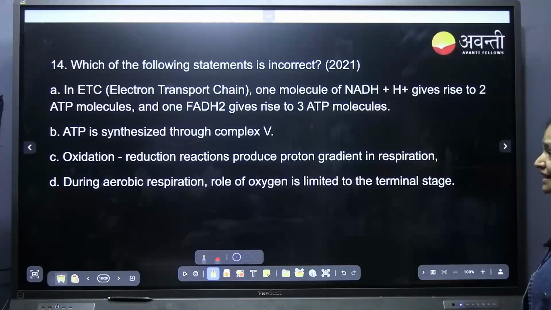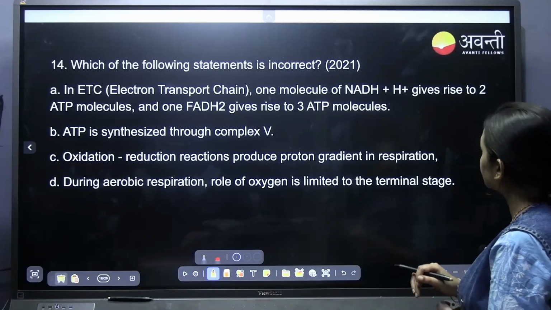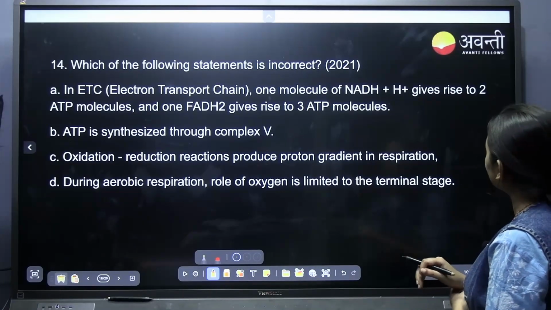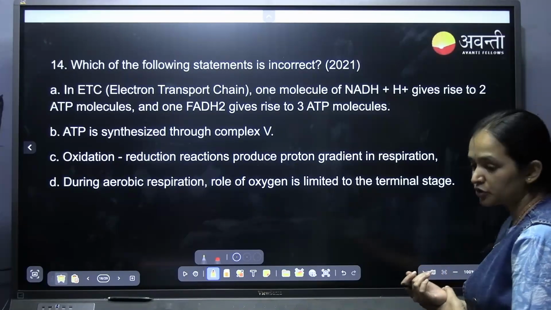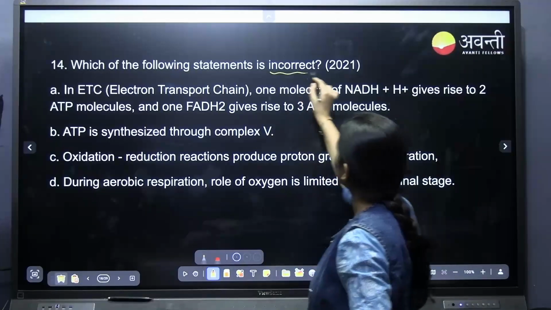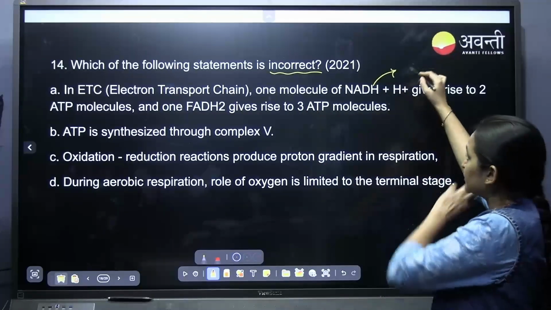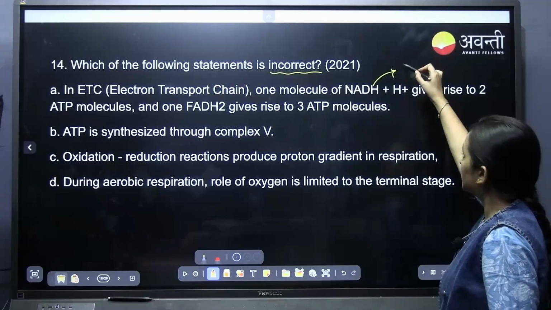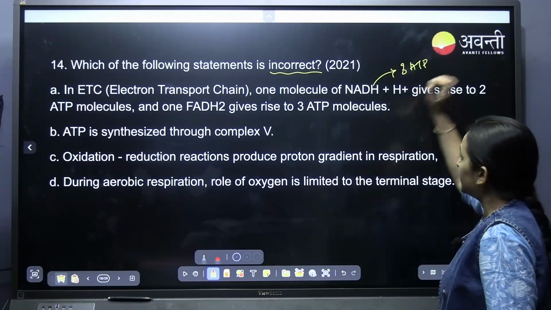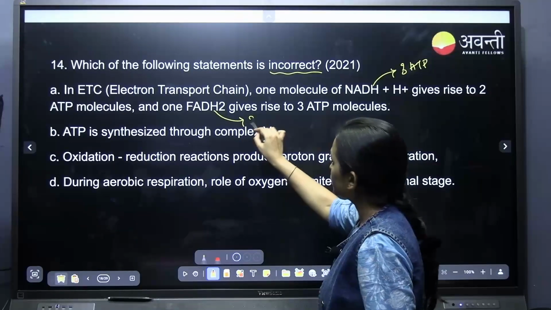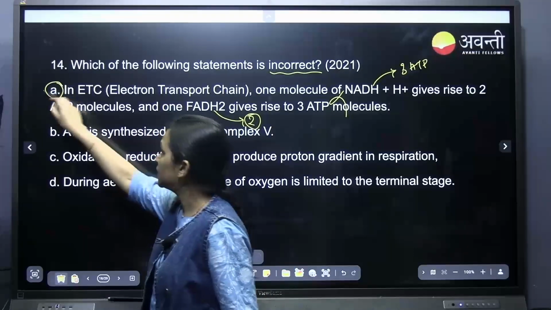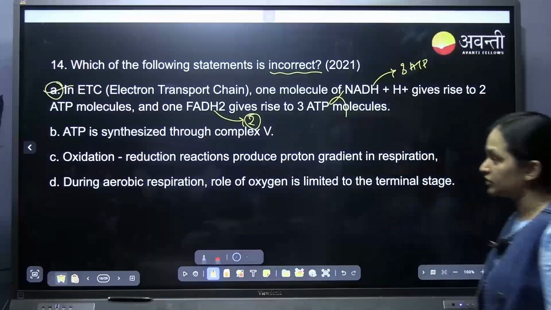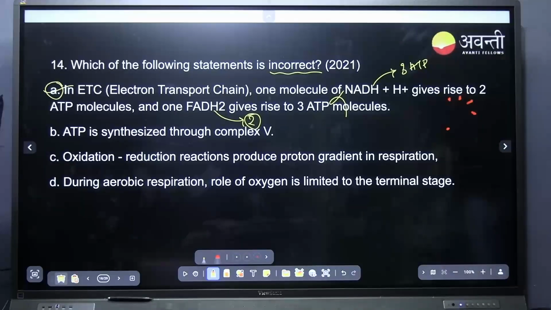Which of the following statements is incorrect? In ETC, one molecule of NADH plus H plus gives rise to 2 ADP molecules and one NADH2 gives rise to 3 ADP molecules. Is it correct? We need to find the incorrect one. One molecule of FADH plus H plus will give 3 molecules of ATP and FADH2 will give 2 molecules of ATP. The first itself is wrong. So, we got the correct answer, that is A. This statement is wrong.